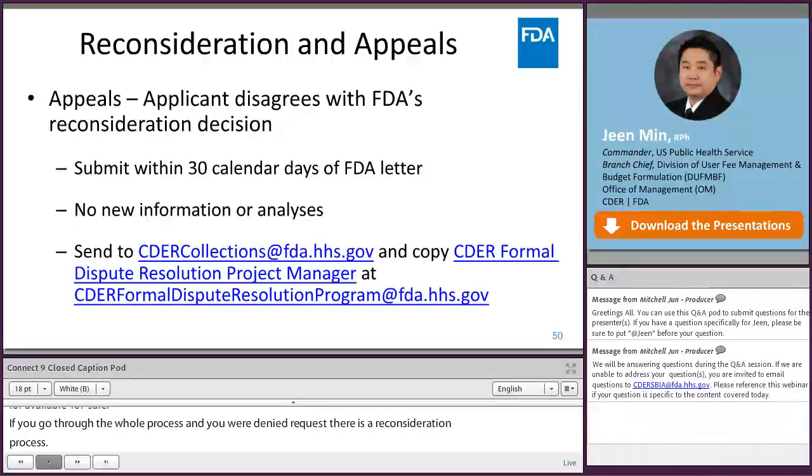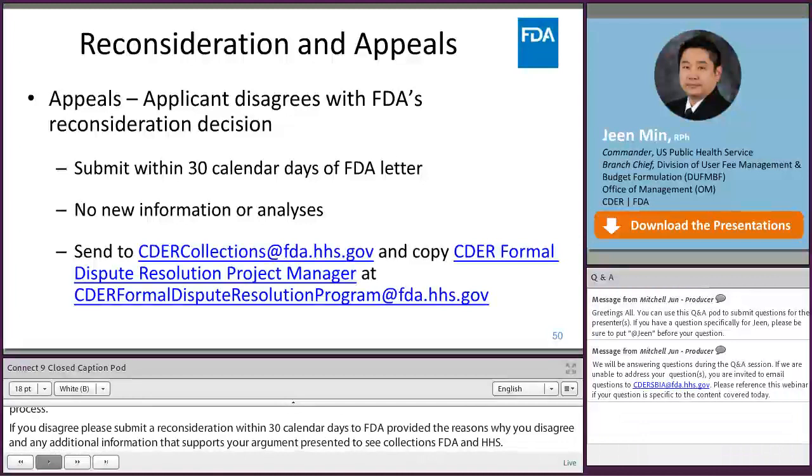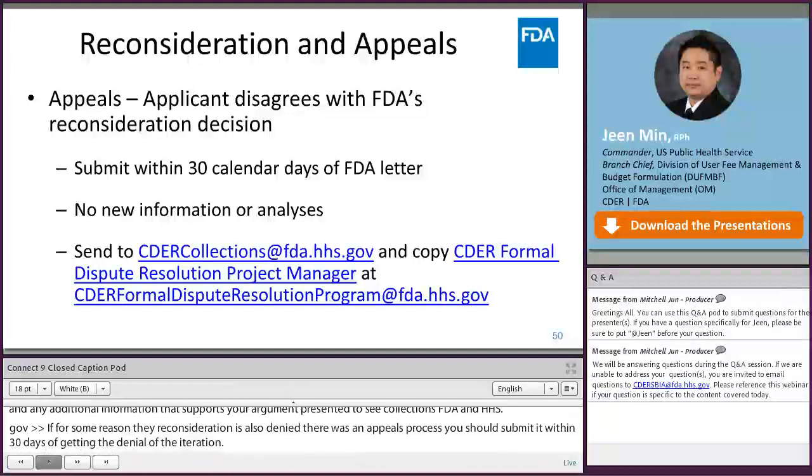If for some reason the reconsideration is also denied, there is an appeals process. You should submit it within 30 days of getting the denial of the reconsideration. Please note, when it comes to the appeals process, no new information can be submitted. So if you have any new information or new analysis, it will be downgraded back to a reconsideration process and it'll go through the reconsideration process.